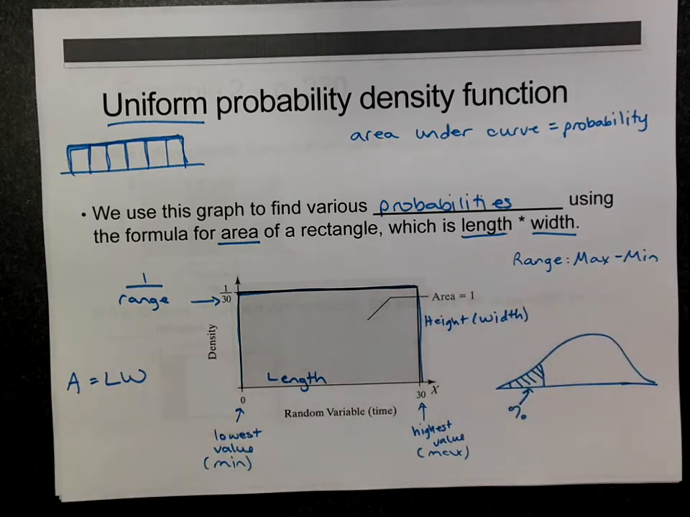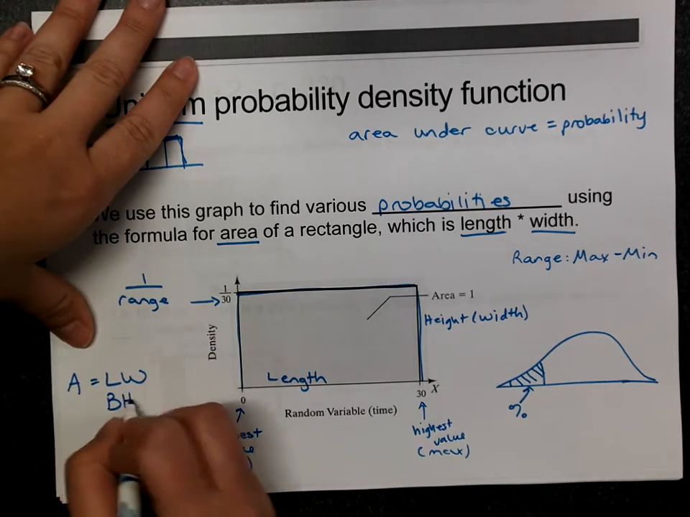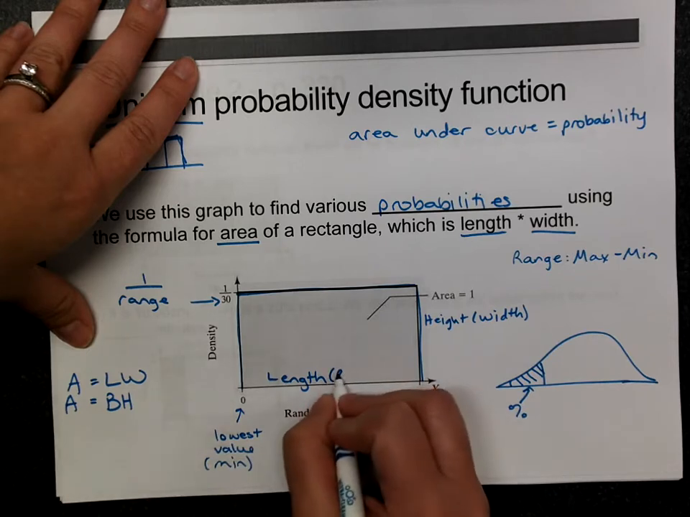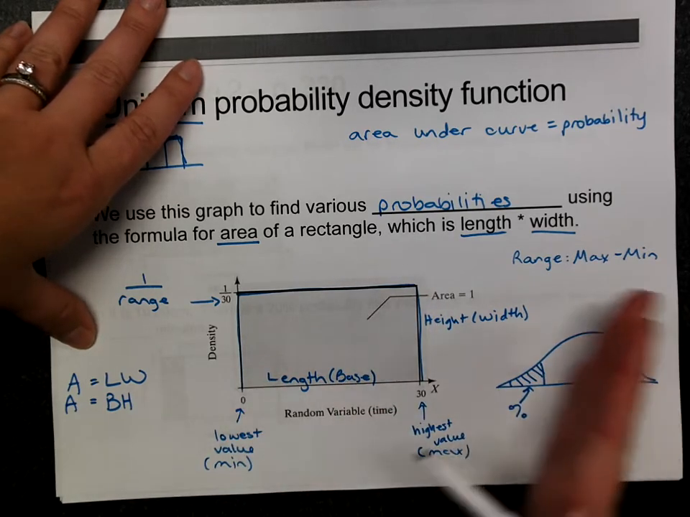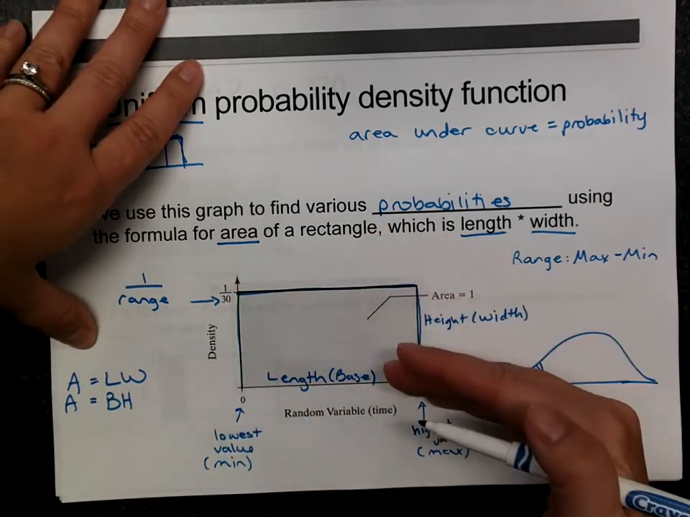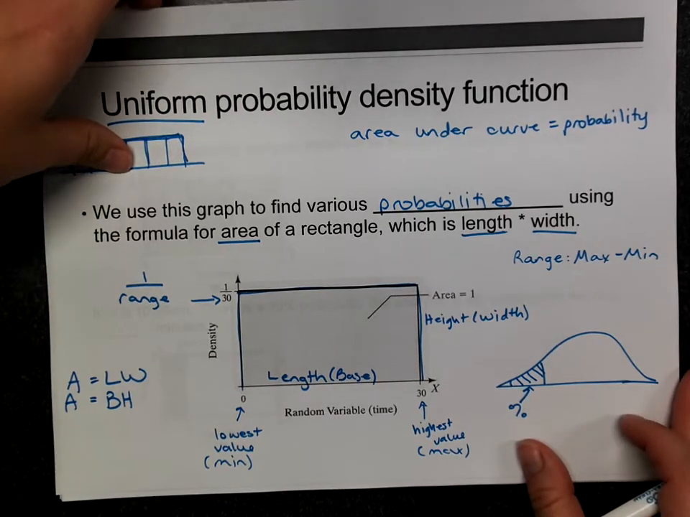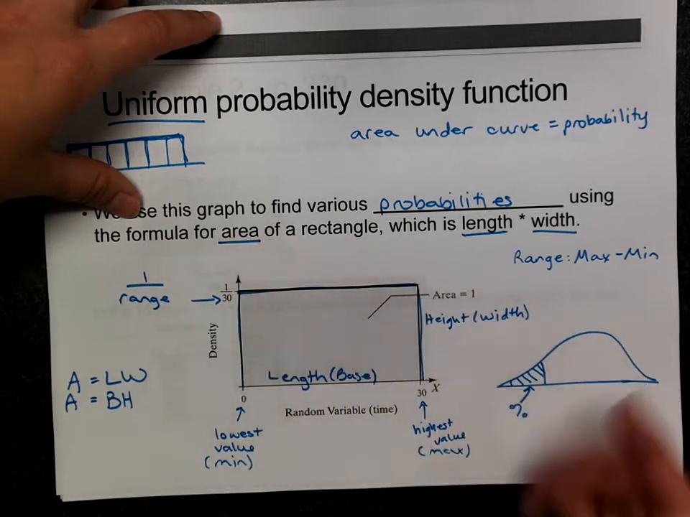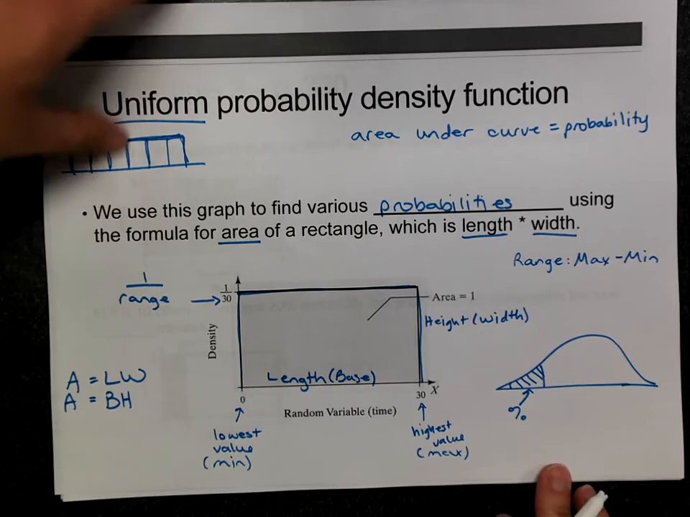So length times width. I've also seen base times height, B times H, for the area of a rectangle. So the length might be called the base, and then the height. However you want to think about it, it's the horizontal distance multiplied by the vertical distance, whatever words make the most sense for you. So that's how we're going to find these areas of different shaded regions. So it will connect to what we've kind of already studied in the bell curve.